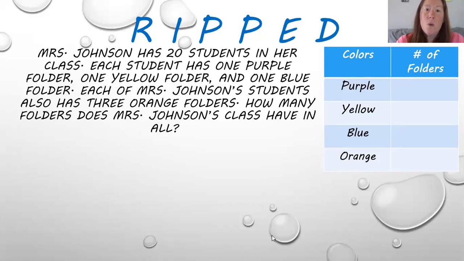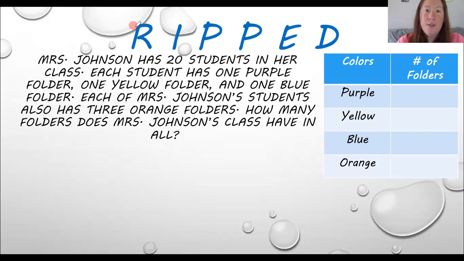All right, friends, we have officially done the R for the ripped. We've read it. Now we need to go back and identify that important information. So we're going to highlight what information is important to us. What do I need to pull out of this word problem? So let's take a look. Is it important to know she has 20 students? Absolutely, I think so. The next sentence, each student has one purple, one yellow, one blue folder.